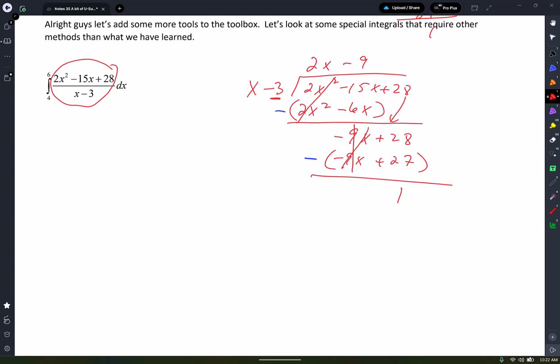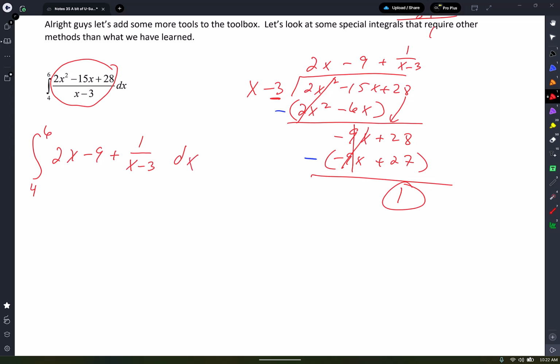So I can say remainder 1, but we're in calculus, so we're going to say this. You're going to go plus 1 over x minus 3. Plus because it's positive. So I'm going to rewrite this. Integral from 4 to 6 of 2x minus 9 plus 1 over x minus 3 dx.